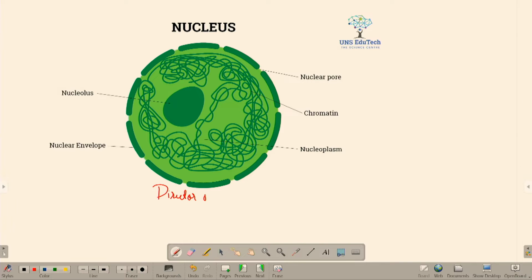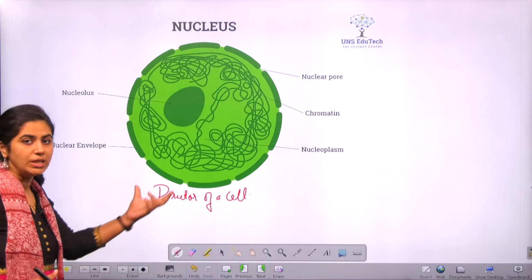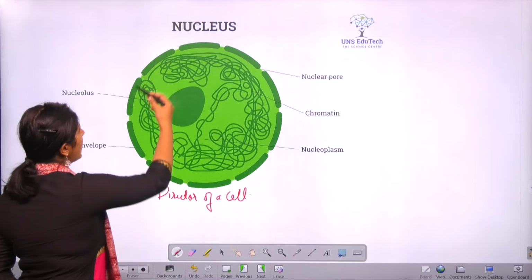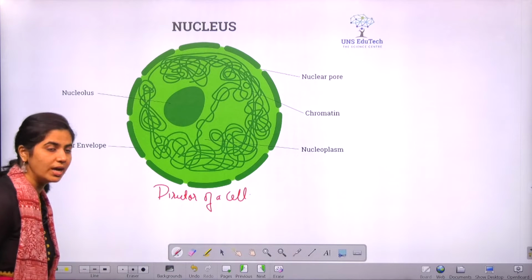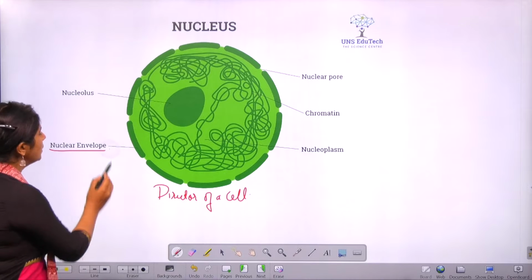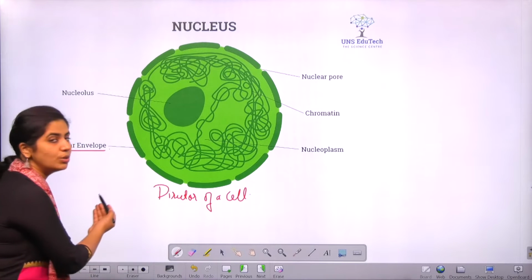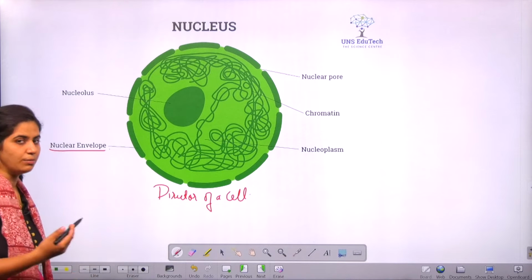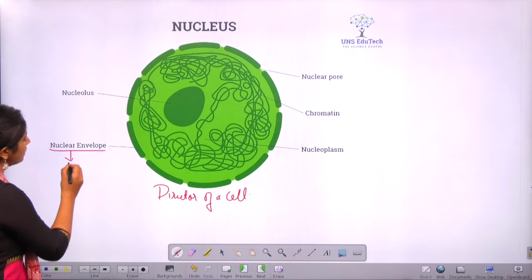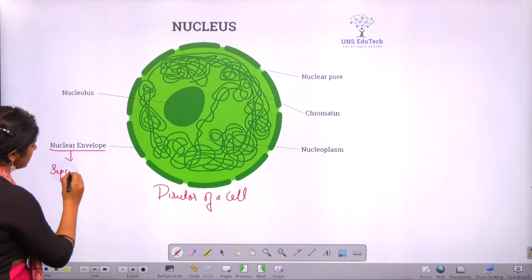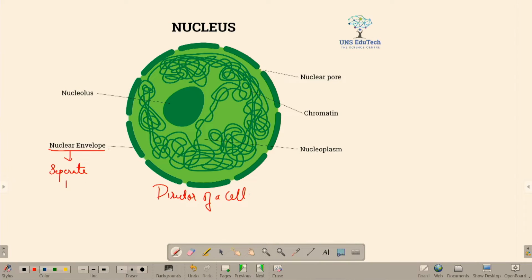If we see different parts of a nucleus, we can see that the nucleus has a nuclear membrane or nuclear envelope. The major function of the nuclear envelope is to separate the nucleoplasm and the cytoplasm of the cell. So the main function is to separate nucleoplasm and cytoplasm.